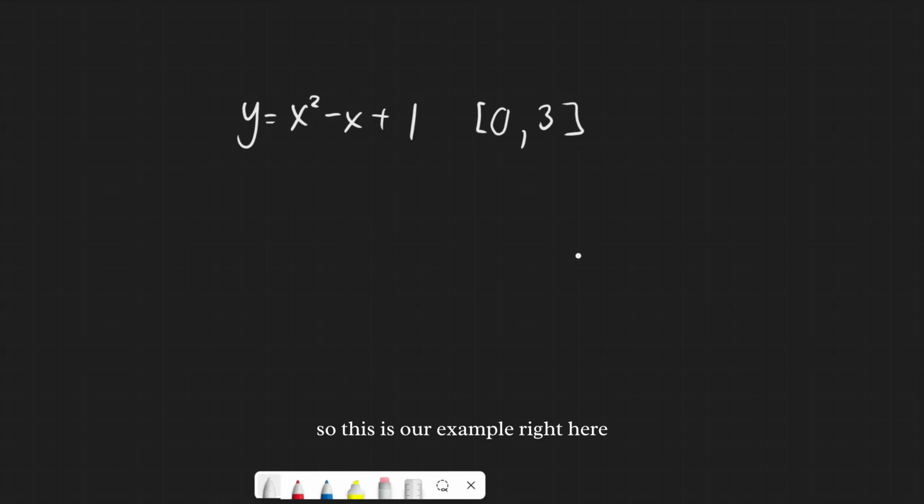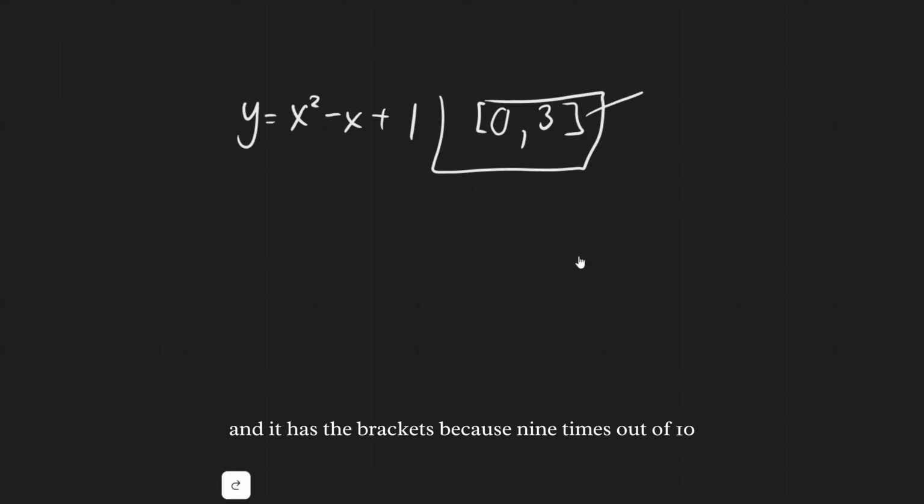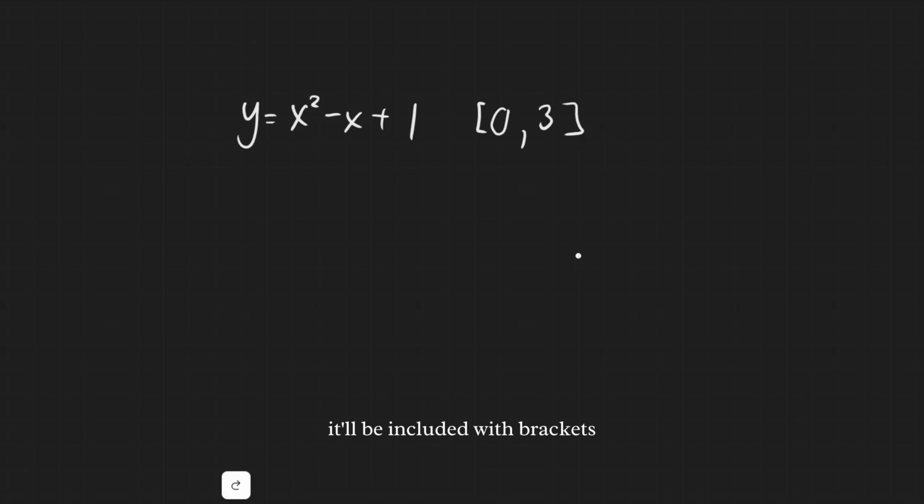So this is our example right here, and we're given a quadratic and the interval 0 to 3. You'll know it's an interval when it's indicated like this in interval notation and it has the brackets, because 9 times out of 10 it'll be included with brackets. So how do we find the average rate of change of this quadratic function?